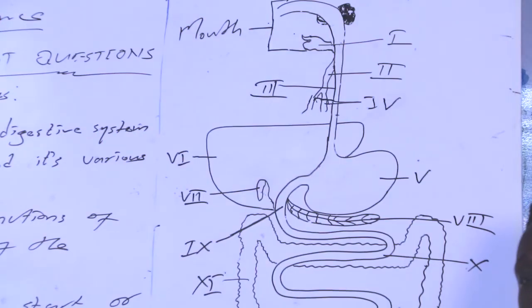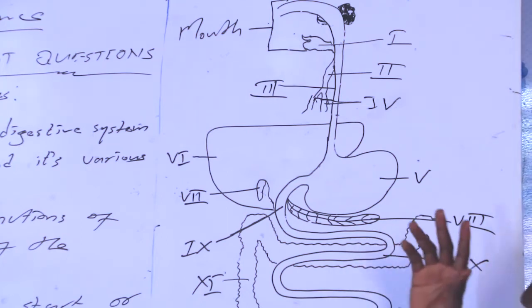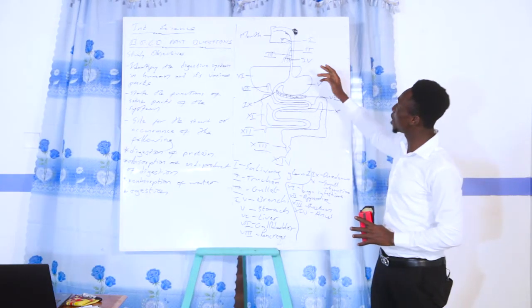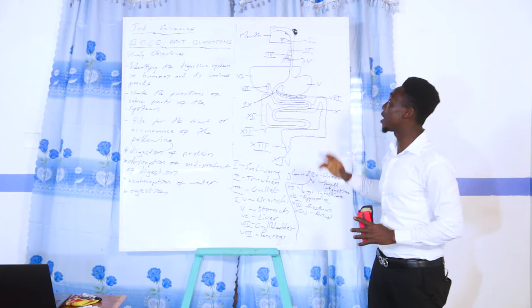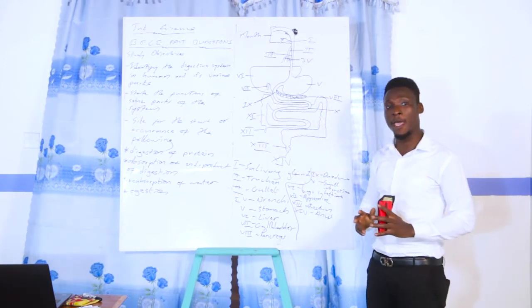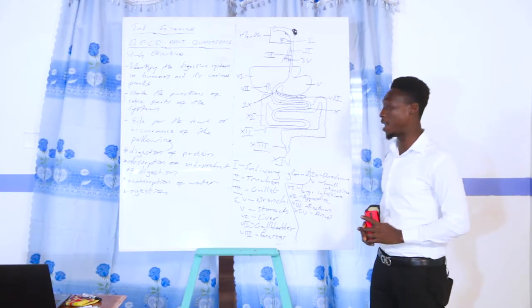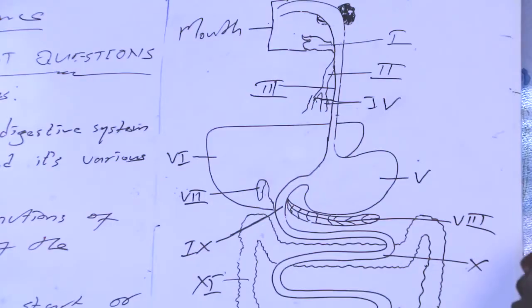In the same mouth, we have the teeth that break down food into smaller particles. Then in the same mouth, we have saliva that softens food. We have the tongue that rolls food into bolus, making the food easier to swallow. Then we get to II, the trachea, which transports inhaled air into the lungs. Then III is the esophagus or the gullet, that transports food from the mouth into the stomach through peristalsis. So that is for II.